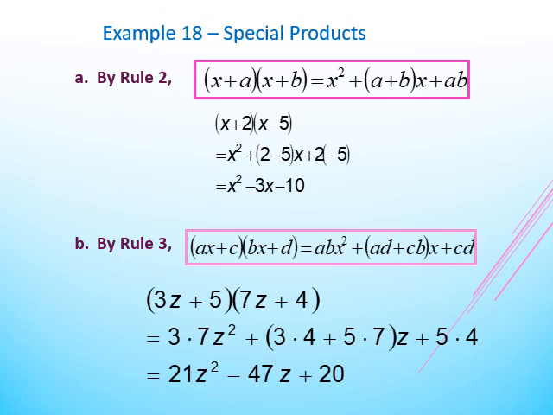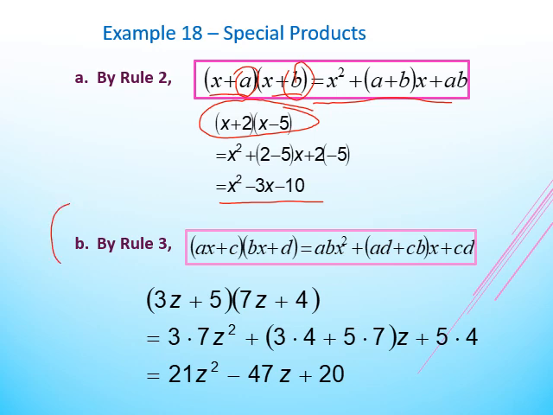For example, rule 2, which is if we have two brackets, x plus a, which is a constant or number, and x plus b, another constant, this will be x squared plus a plus b times x plus ab. So we here have an example, x plus 2 times x minus 5. So the result will be x squared plus 2 minus 5 times x plus 2 times negative 5. And by simplifying the result, we get x squared minus 3x minus 10.